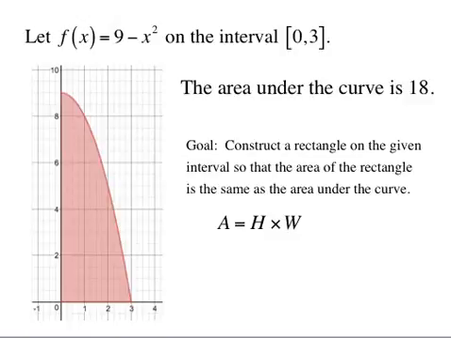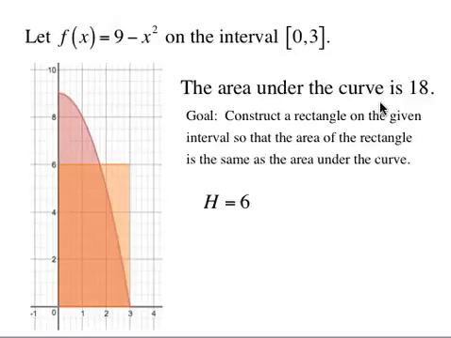Well, area is height times width. The area under the curve is going to be 18. The width is going to be 3 from 0 to 3, or 3 minus 0 on that interval. So the height is 6, that is the average value of our function. So you can see there's our rectangle. The area under this orange rectangle is the same as this pink area under the curve. So the average value of the function is 6.